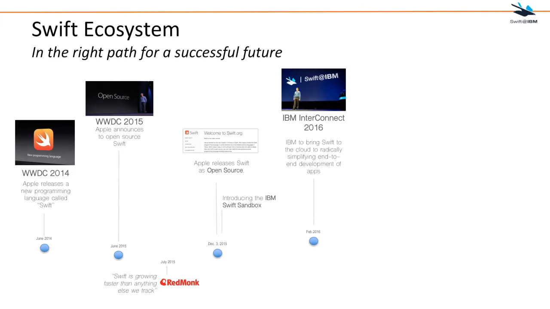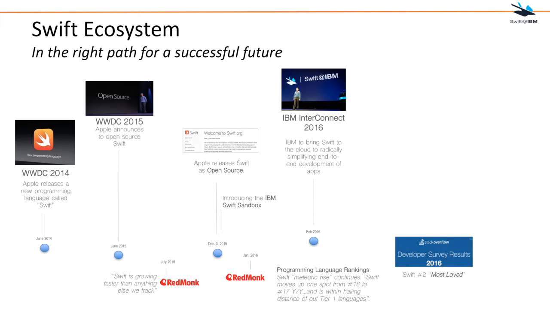According to RedMonk, Swift was growing faster than anything else they were tracking in 2015. And a year later, they reported that the ranking of Swift is about 17 out of overall languages, in spite of the fact that this is a language less than 2 years old. Early in 2016, the Stack Overflow survey reported that Swift is the second most loved language, which is very important to know for a language that's less than 2 years old.